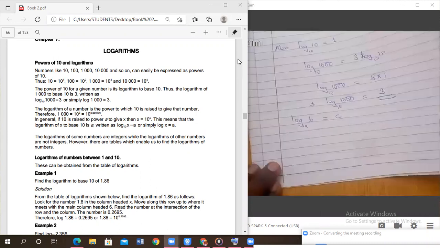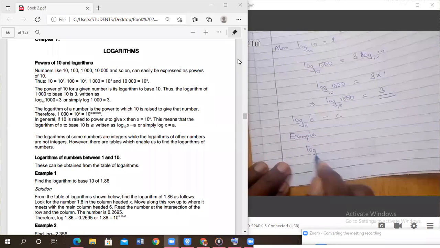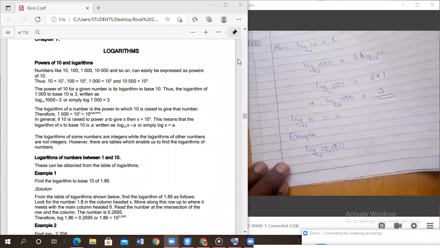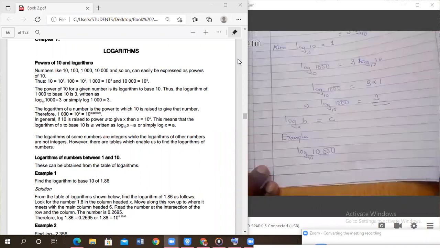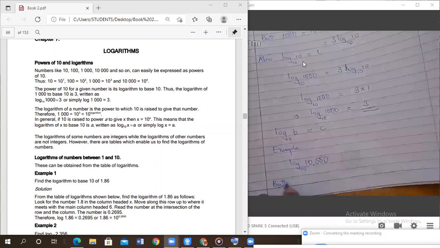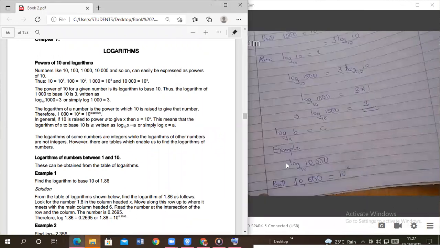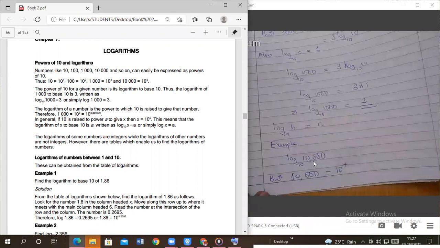Now, let me give another example. I want to find log to base 10 of 10,000. We know that 10,000 is the same as 10 to the power 4. Which means, members, if we look at it in this simple way, log of 10,000 to base 10 must be 4.